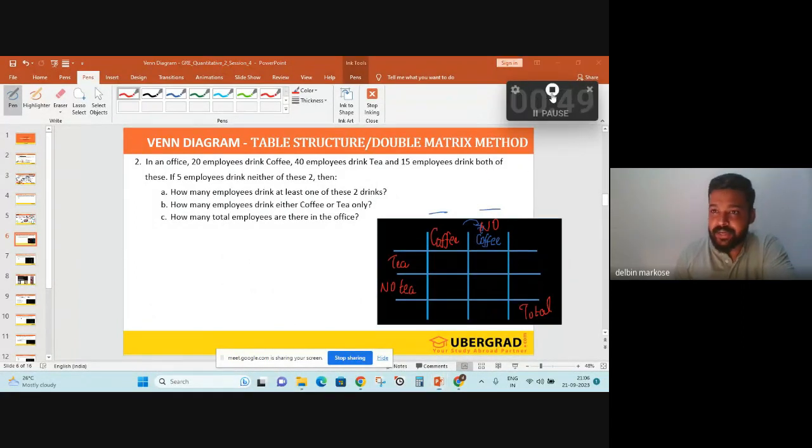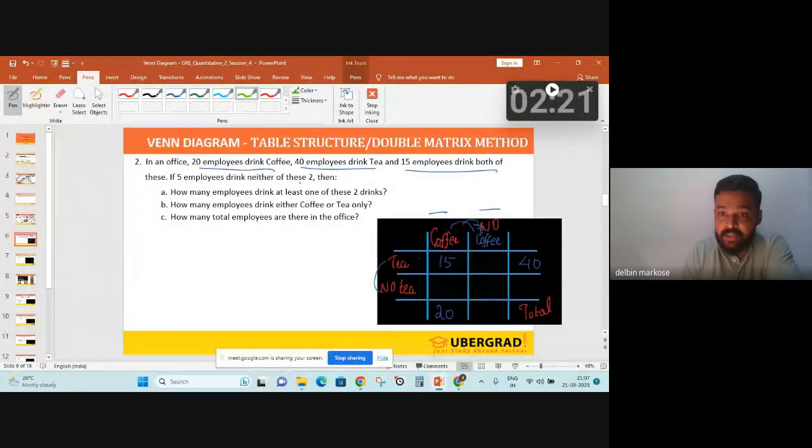I hope everyone tried this question. Let's discuss it here. I have written the category: coffee, no coffee, tea, no tea. First one, in an office, 20 employees drink coffee. The total number of employees who drink coffee will be 20. And 40 employees drink tea. So this will be the total number. 15 employees drink both coffee and tea, this will be 15.